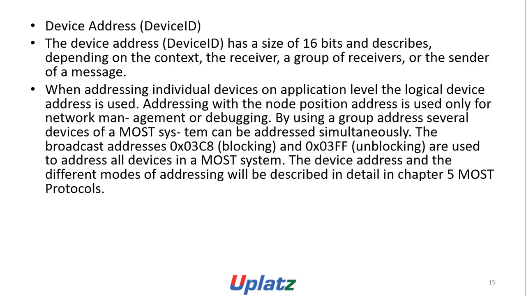Device address, DeviceID. The device address, DeviceID, has a size of 16 bits and describes, depending on the context, the receiver, a group of receivers, or the sender of a message. When addressing individual devices on the application level, the logical device address is used. Addressing with the node position address is used only for network management or debugging. By using a group address, several devices of a MOST system can be addressed simultaneously. The broadcast addresses 0x03C8 blocking and 0x03FF unblocking are used to address all devices in the MOST system. The device address and the different modes of addressing will be described in detail in Chapter 5, MOST protocols.